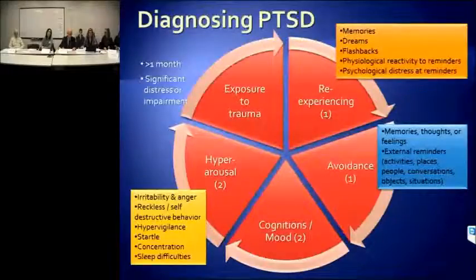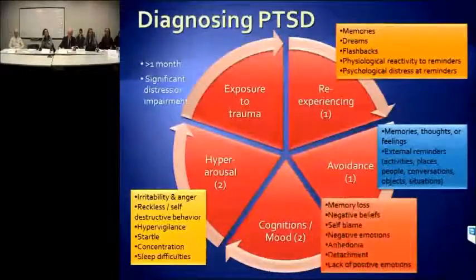Their concentration is often very impacted, and that overlaps with depression symptoms. Sleep difficulties, typically difficulty falling asleep, or again the nightmares kind of coming up. A new category in the DSM-5 that's been split out as separate now are these cognitions and mood issues, and you need 2 of these symptoms.